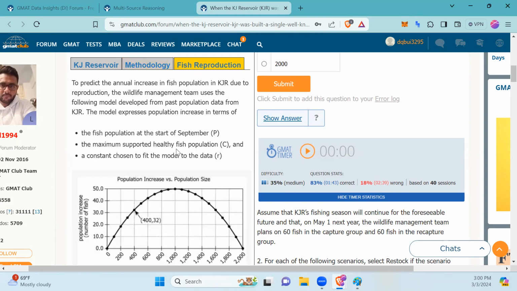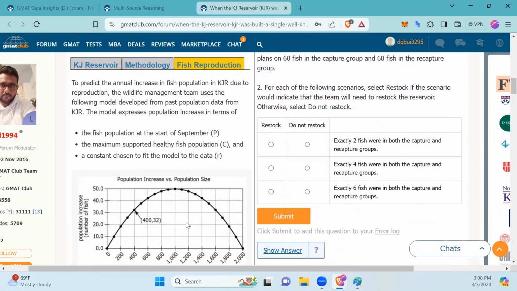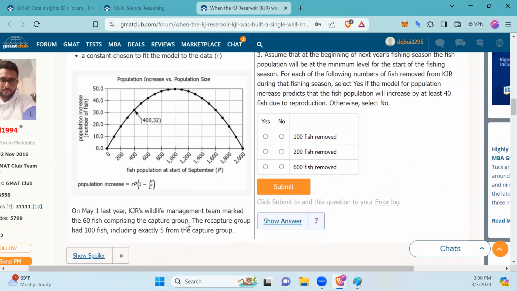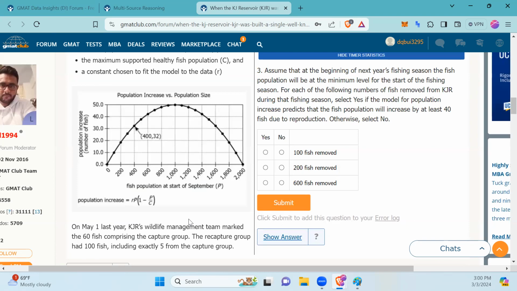Okay, and then the third tab, what is it about? It shows a chart about the population increase. So the y-axis shows the population increase in percentage. The x-axis shows the fish population in individuals.